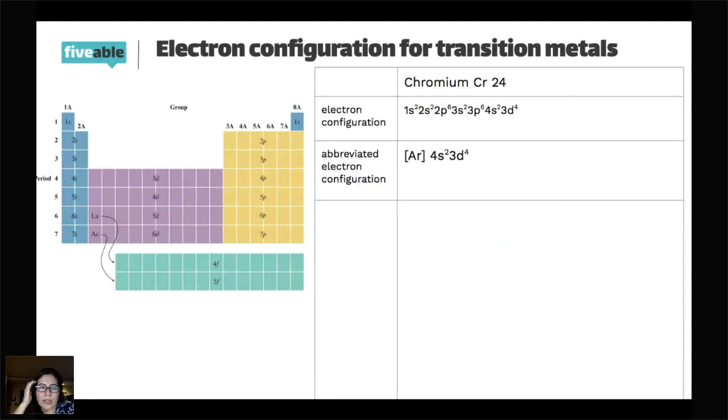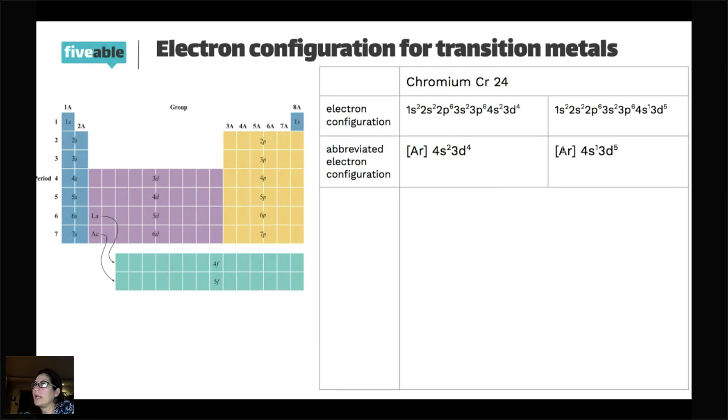Okay, in chromium, something interesting happens. If we follow the rule, our Gauss rule, and the periodic table, we will end up with chromium with this expected electron configuration. But with experimental data, we notice that that's not the real thing. The real one looks something like this, where the third D shell has 5 electrons and the fourth one only has 1. Correct, Paula, that's an exception.